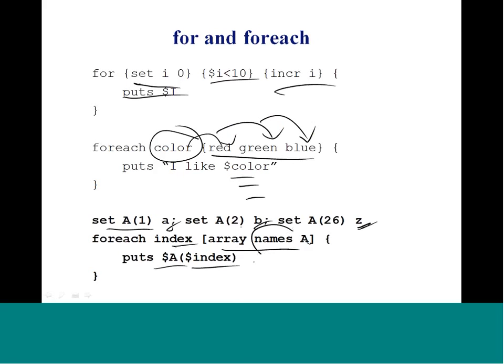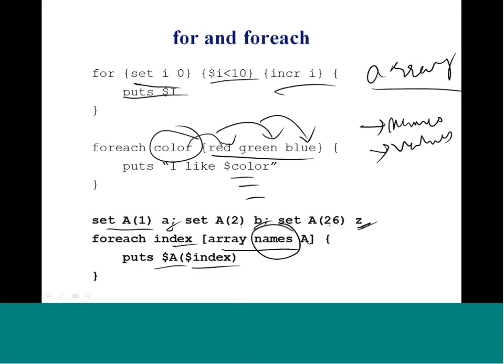So there are two things basically in an array. These are what are called array commands. We will go through these kinds of commands, but in array as a data structure, the command is array, and then you have names and values. The names return all the indexes, and then the values return what each is set to.